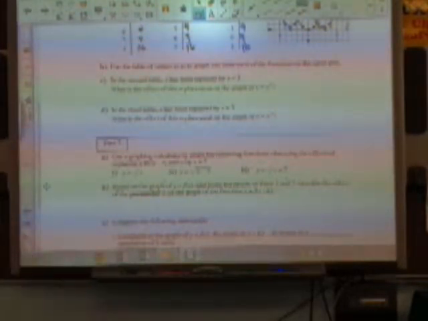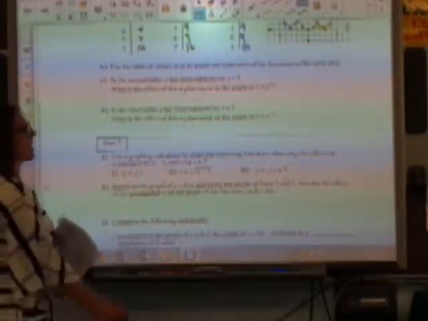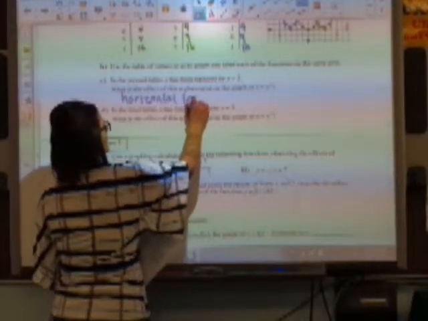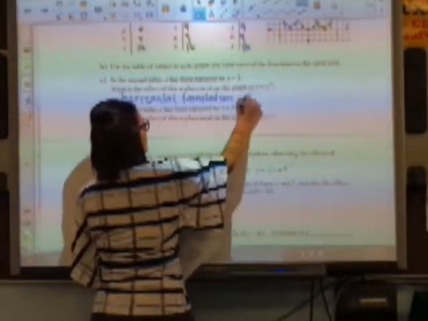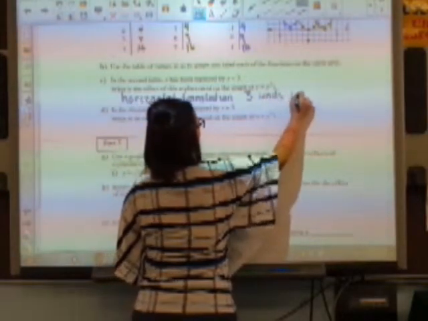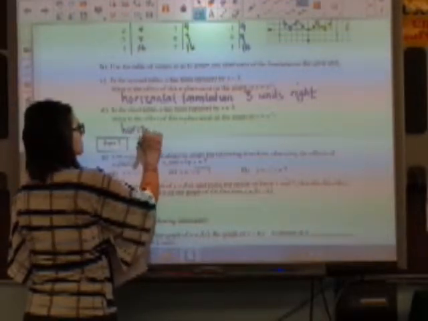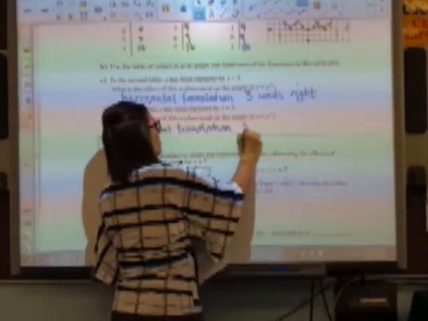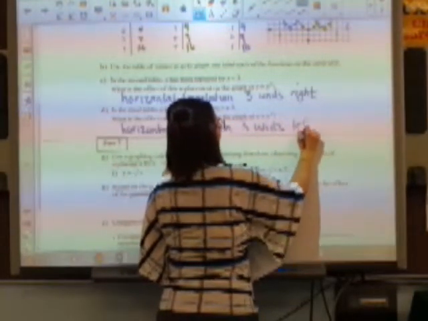So if we go into these two questions, in the second table, x has been replaced with an x minus 3. What is the effect of this replacement on the graph of y equals x squared? I have a horizontal translation, 3 units right. And when I replace x with the x plus 3 as in the third table, I ended up with a horizontal translation, 3 units left.